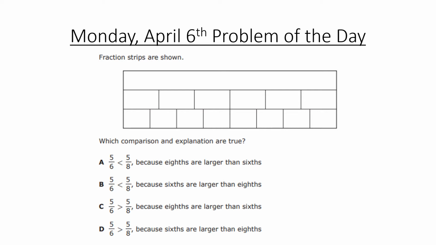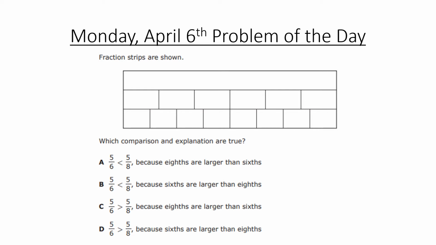Okay, now that you've had a moment to solve on your own, I'm going to go through it with you guys so that you can check your work. Okay, I'm going to read it again. Fraction strips are shown. So here's my picture in front of me. Which comparison and explanation are true? Okay, before I do anything, I'm going to go ahead and label my fraction strips.